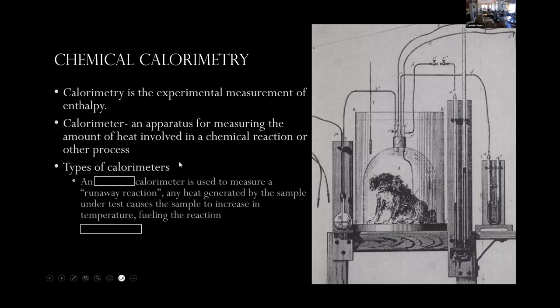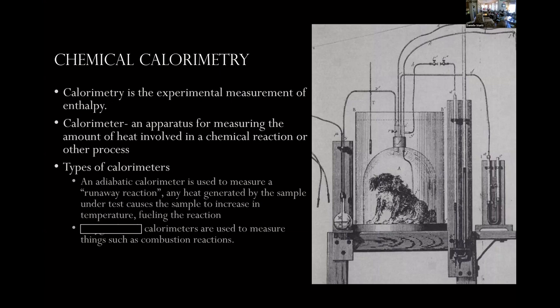All right, so types of calorimeters. Do you know what it's called, the type of calorimeter that's used to measure a runaway reaction? Any heat generated by the sample under test causes the sample to increase in temperature, which fuels the reaction. This one is an adiabatic calorimeter. I always have trouble with this one. And then we also have the kind that are used to measure combustion reactions, and those are oxygen bombs. So which kind did you use today? Did you have a combustion reaction? Yeah, so we had adiabatic. That's what we use today.